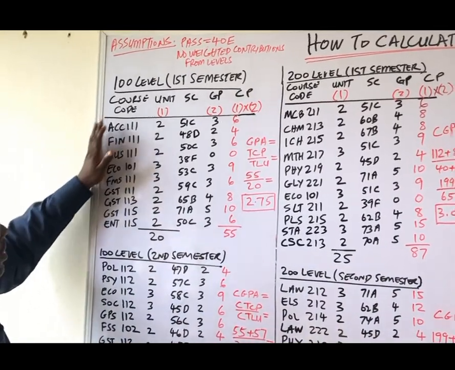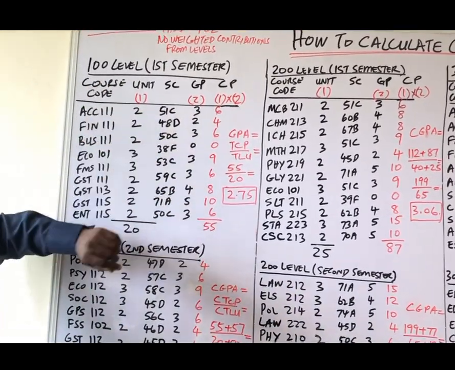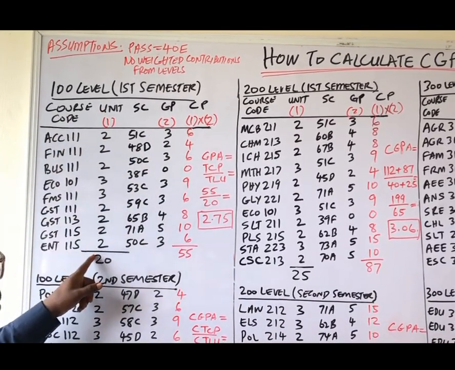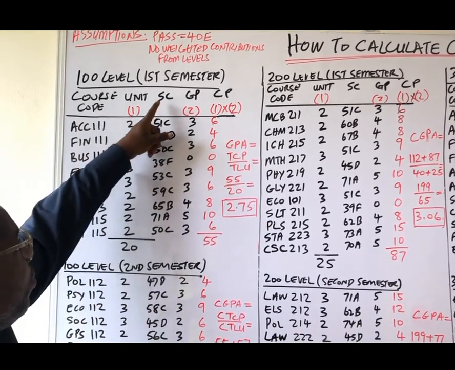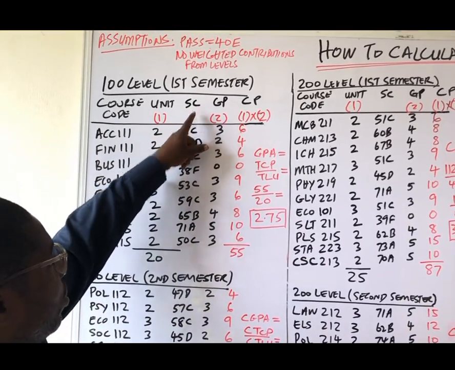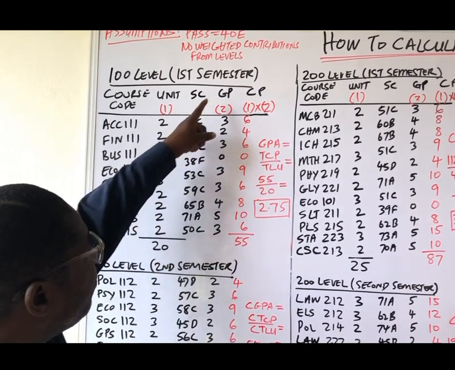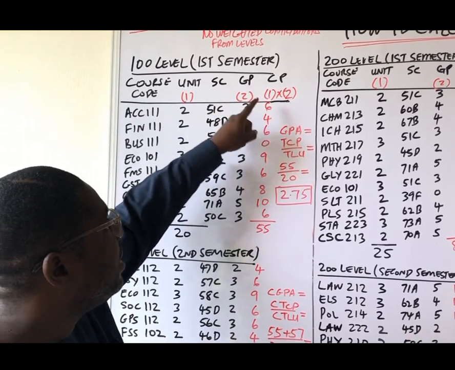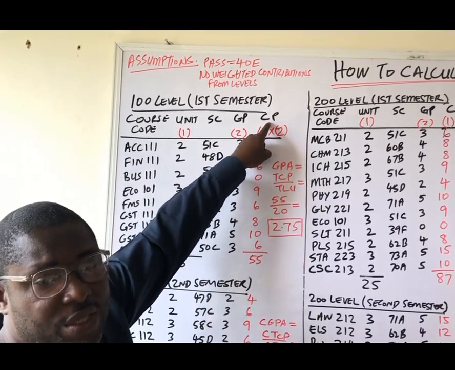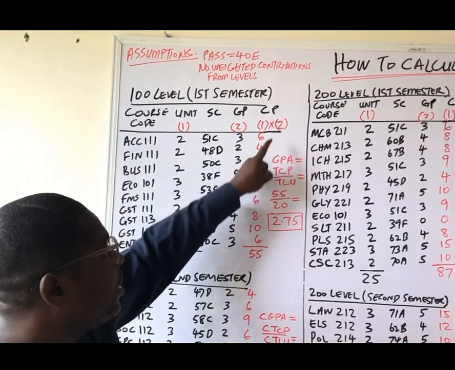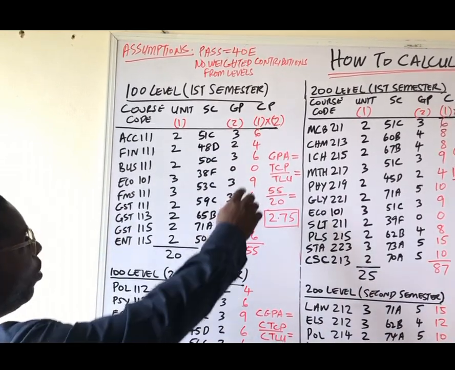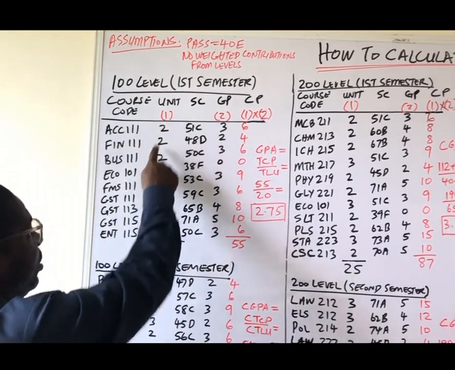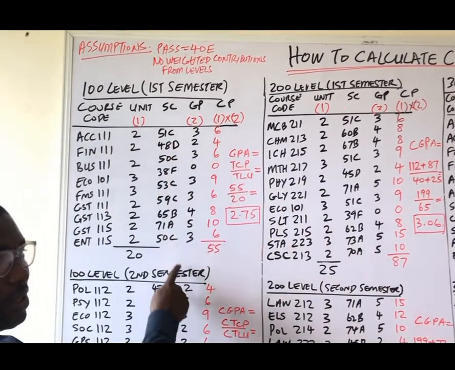Right now, in his first year, first semester, we have the courses here, and then we have the units of the courses, and then we have the scores of the courses with the grades. Then we have grade points, GP stands for grade points, and then we have CP. CP stands for credit points. Now for the credit points, we have used the product of the units and the grade points.